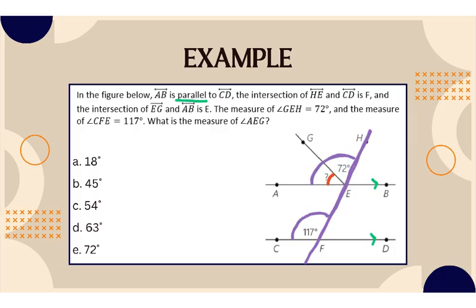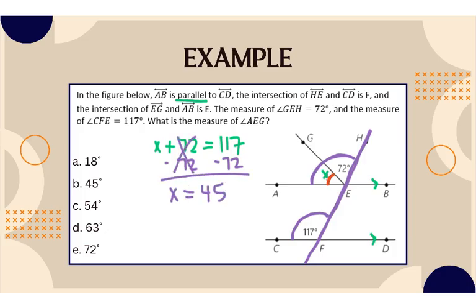Pretty straightforward. I'm going to call this X. We're going to have X plus our 72 is equal to 117. I'm not adding them together and setting them equal to 90, and I'm not adding them together and setting them equal to 180, because they're not complementary or supplementary. They are corresponding. Therefore, they are going to be congruent. They are going to be equal. It's a one-step equation right here. We're going to subtract 72 from both sides, leaving us with X equals 45. So that angle right there is what I'm looking for, and that angle would be 45 degrees.